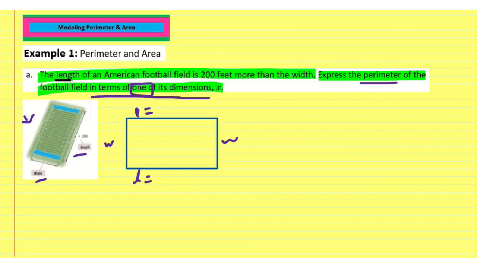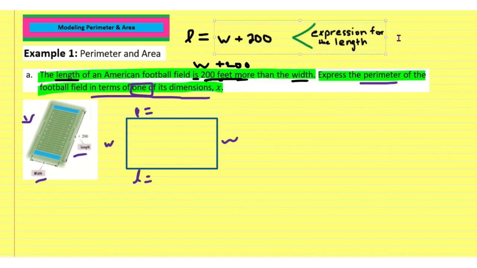So it says that our length of the football field is. So what does length is mean? Well, we can say L is means equals. The length equals, and then it says 200 feet more than the width. So 200 feet more means plus 200, and it's going to be 200 more than the width. So that means we're going to take the width and we're going to add plus 200. So that means that we now have an expression for our length.